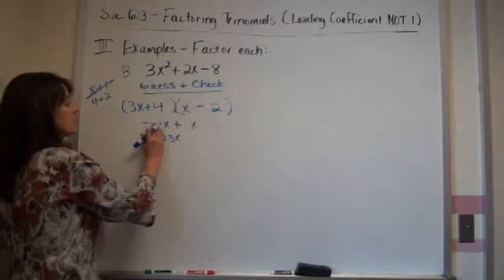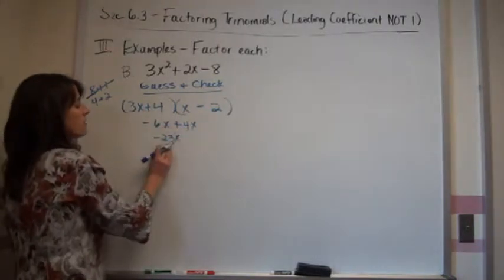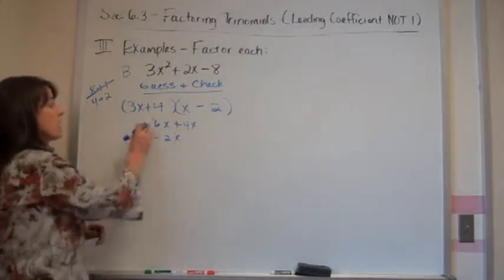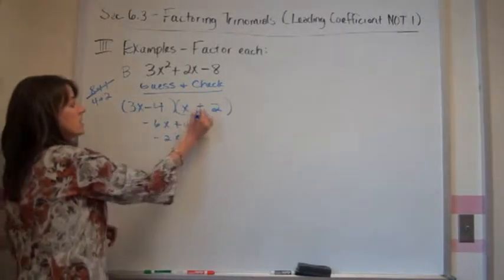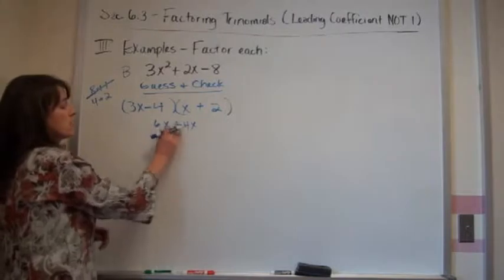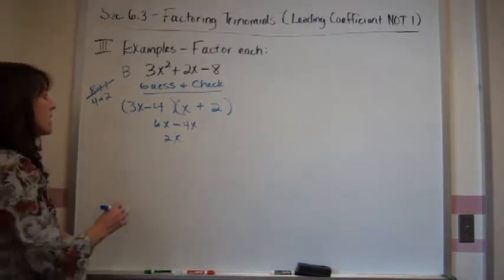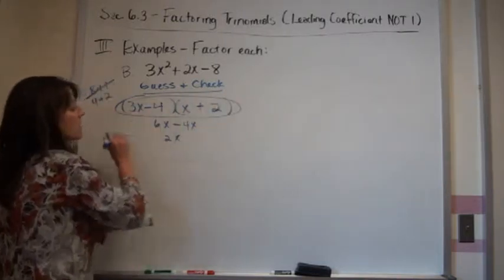Out here I get a negative 6x, in here I get a positive 4x. That gives me a negative 2x. Oh, close. Right number, wrong sign. Very easy to fix. Switch the signs out. That gives me a positive 6 here. Negative 4x here gives me a positive 2x. There we go. That's my answer for guess and check.